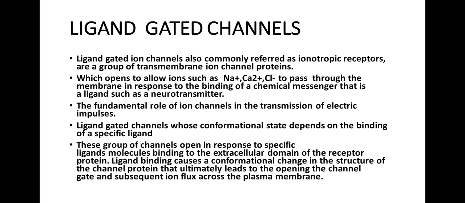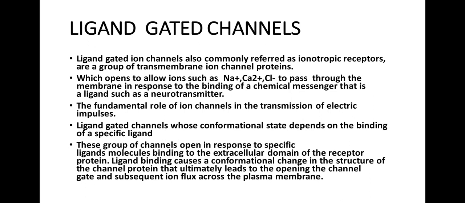Ligand gated channels. Ligand gated ion channels, also commonly referred to as ionotropic receptors, are a group of transmembrane ion channel proteins which open to allow ions such as Na+, Ca2+, and Cl minus to pass through the membrane in response to the binding of a chemical messenger, that is a ligand, such as a neurotransmitter. The fundamental role of ion channels is in the transmission of electric impulses.